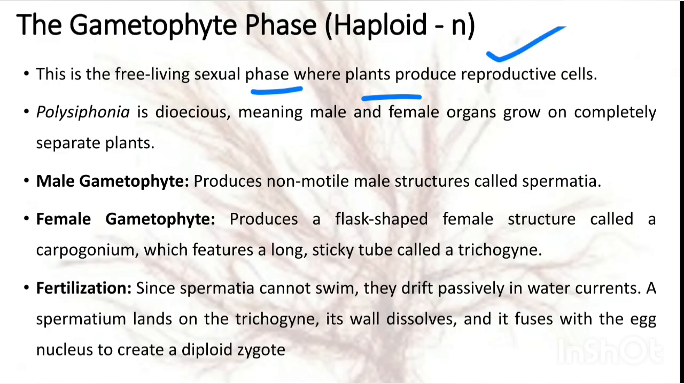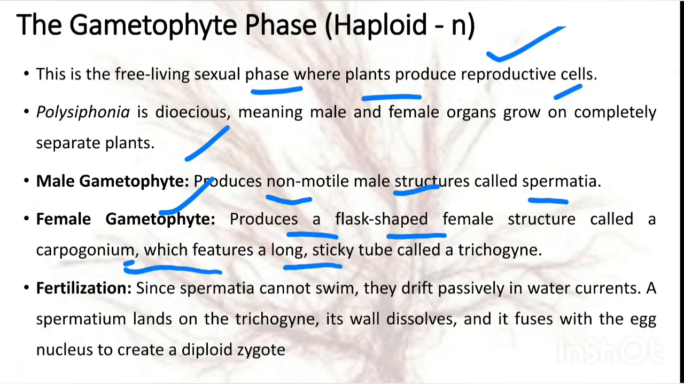Polysiphonia is dioecious, that means male and female organs grow on separate plants. Male gametophyte, it produces non-motile male gametes called spermatia. Female gametophyte, it produces a flask-shaped structure called carpogonium, which features a long sticky tube called trichogyne. So female sex organ have a receptive elongated part called trichogyne and a swollen basal part called carpogonium.